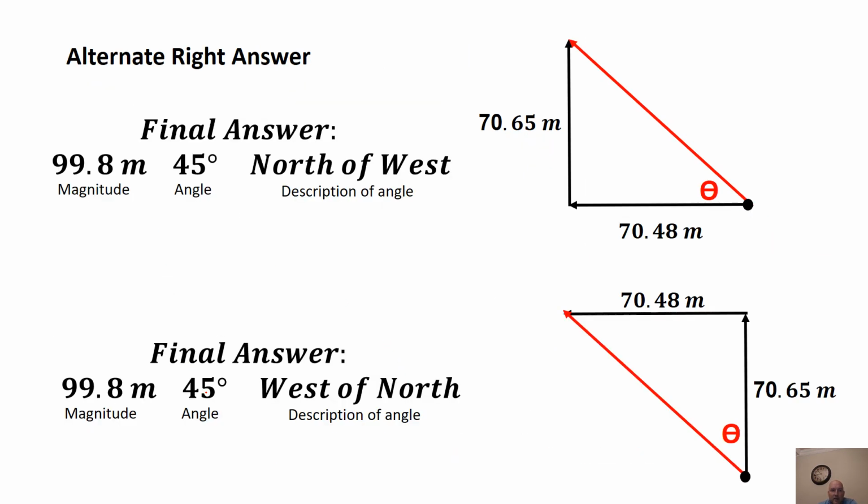And the alternative answer would be west of north, just because 90 minus 45 is still going to be 45. So it would be hard to determine if you made a mistake, if you actually named it wrong, because you'd have the same answer for this one.